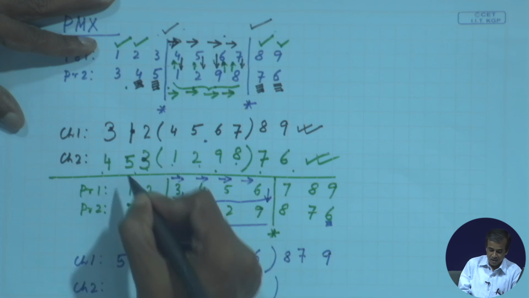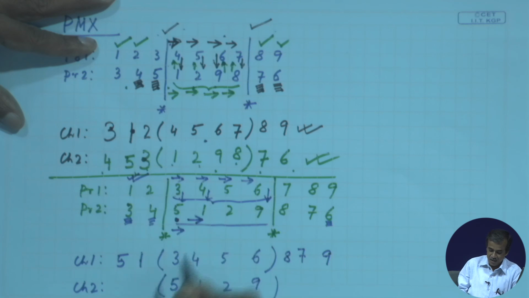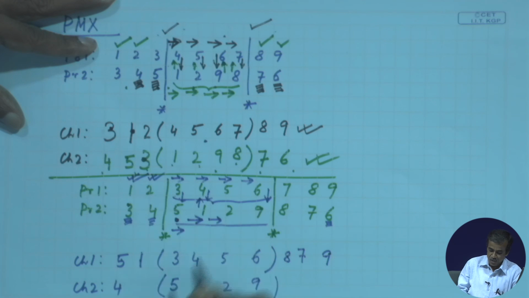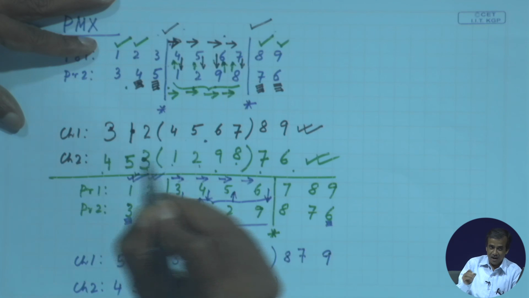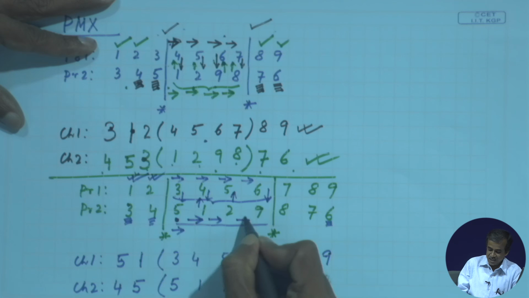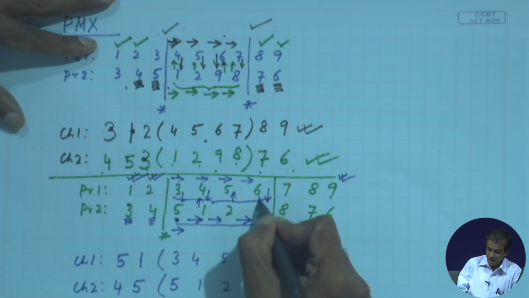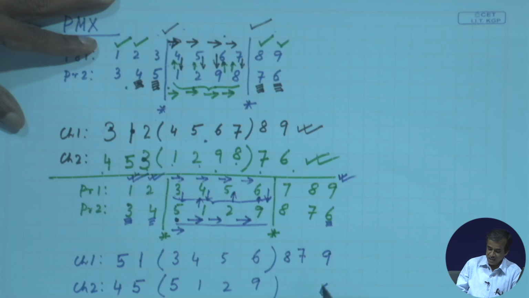Next is 1. This is the location of 1, and 1 corresponds to 4. So, you put 4 here. Next is 2. This is the location of 2. 2 corresponds to 5. So, you put 5 here. Next is 9. This is the location of 9. 9 corresponds to 6. You put 6 here. Okay. And the rest of the things you will have to take from your parent: 1, 7, 8, 7, 8.